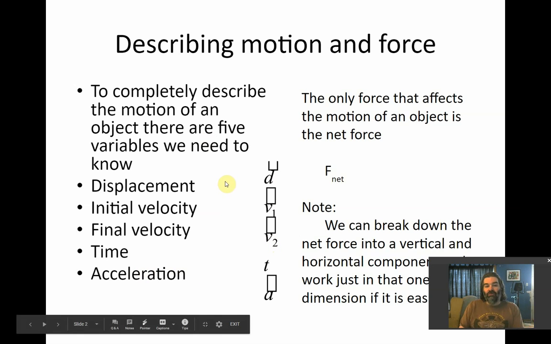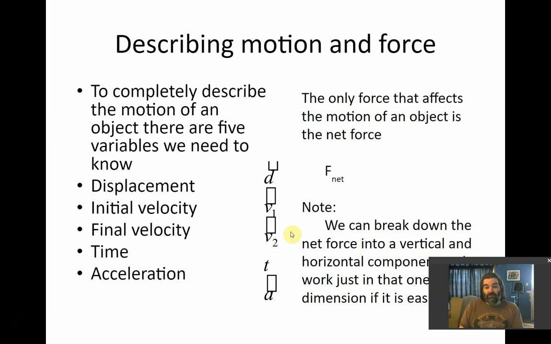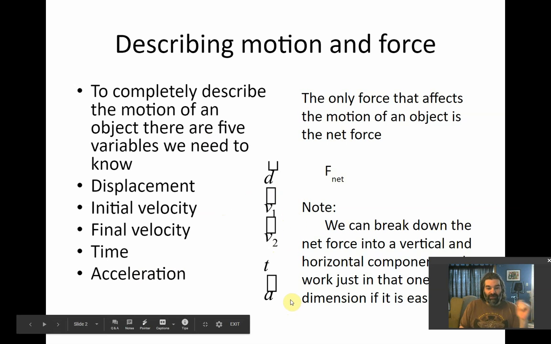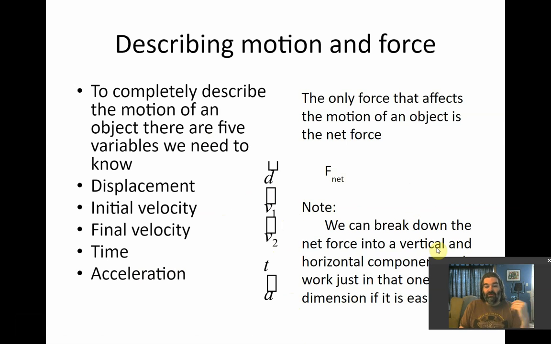So to completely describe the motion of something, there are 5 things you need to know: displacement, D, initial velocity, V1, final velocity, V2, time, and acceleration. Now, the only force that affects something's motion is the net force, F net. And the cool thing is, we can break down F net into vertical and horizontal and solve them separately. One of the nice things with components, and why I like using components for vectors, is you can solve horizontal forces and vertical forces completely separately. That way you're only ever doing a one-dimensional vector question. You're not having to do all sorts of really crazy triangles.